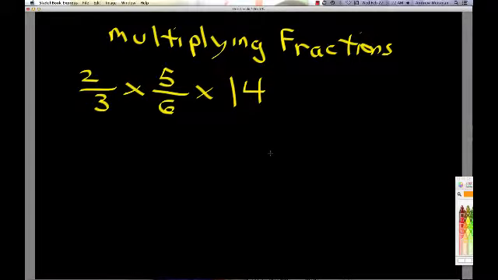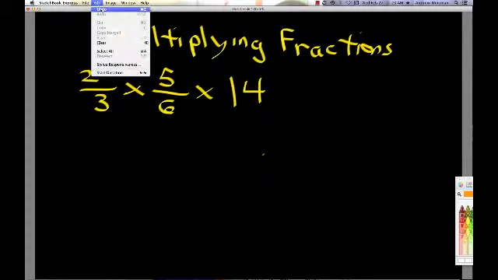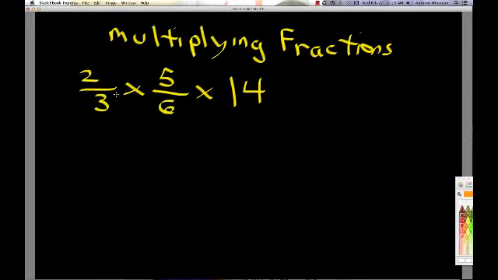Okay, so in this video we are talking about multiplying fractions, and you can see that we have the problem 2/3 times 5/6, and then we're multiplying by a whole number 14. So the very first thing that I would suggest that we do is multiply the two fractions. So let's write them out first.